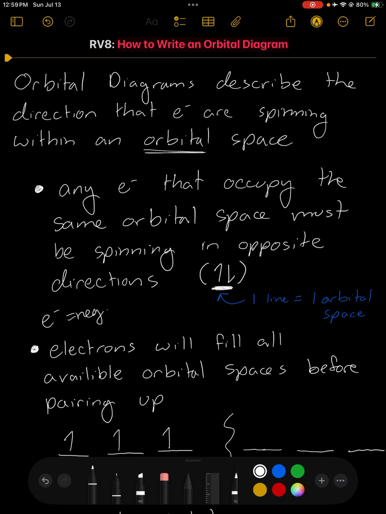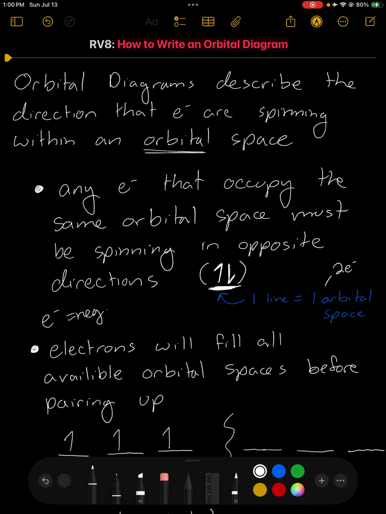And the way that we represent those opposite spins is with this little up half arrow and this little down half arrow. So you'll see that a lot in orbital diagrams, and that's why I say that it's kind of an arrow diagram, because we're using arrows to represent electrons. These horizontal lines underneath the arrows represent orbital spaces. One line represents one orbital space, and each orbital space can hold 2 electrons specifically.